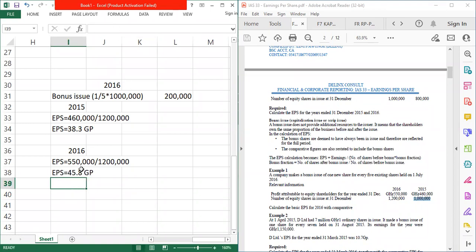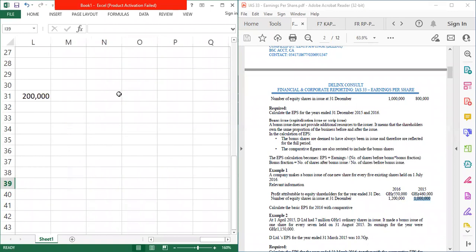All right. You see, this one, they have given us all the information. That is how we do it. Sometimes they will not give you the shares for the previous year. They will only give you the earnings per share. So what we normally do is use the bonus issue fraction to restate this. How do we calculate the bonus issue fraction?